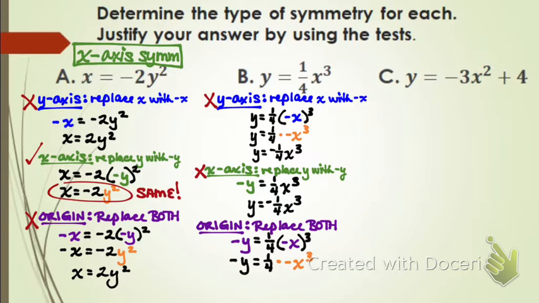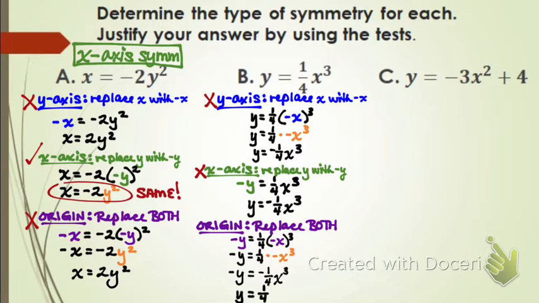I think I'm going to multiply the -1/4 and -x cubed together first. Oh, yeah, I was going to say, if you already wrote it down like that on your page, absolutely. When I divide everybody by -1 here, I get y equals 1/4 x cubed. Is that exactly what I started with? Yes. This is the same. So we have origin symmetry.